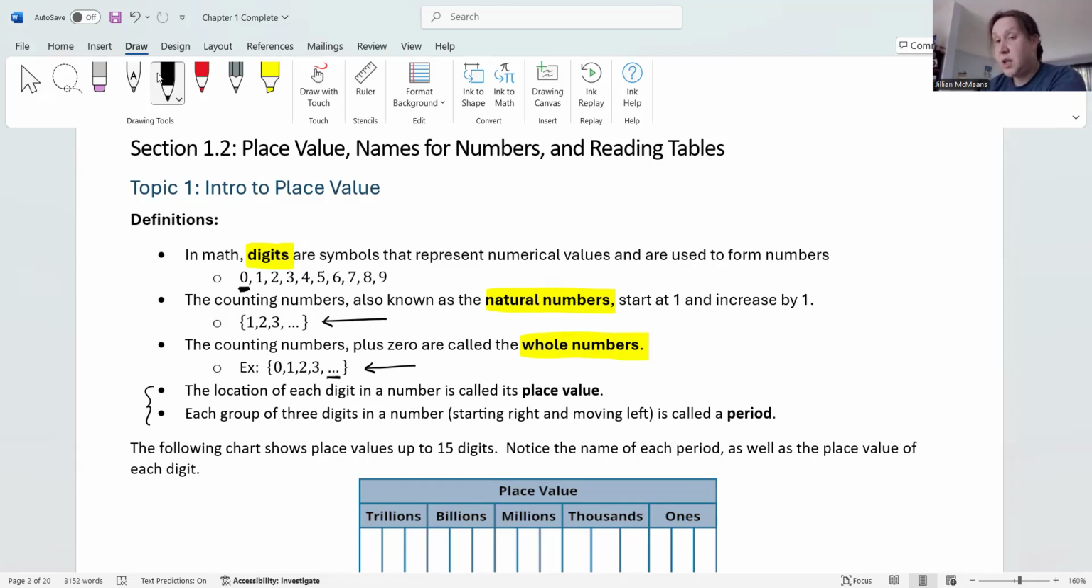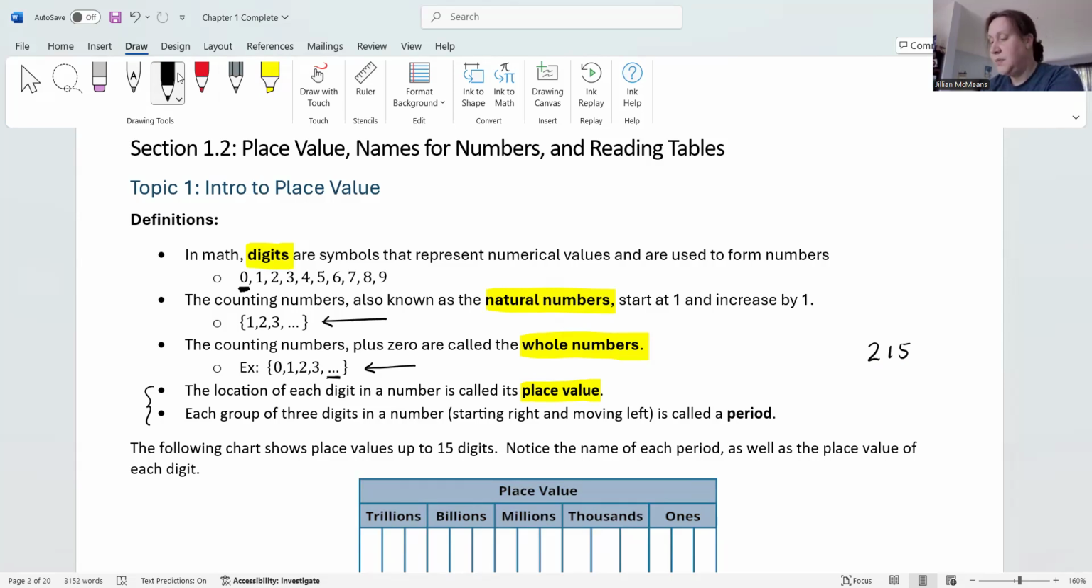The location of each digit in a number is called its place value. If you had some arbitrary number, let's say the number 215, each of those 3 digits has a very specific location that doesn't change. The name of that location is called the place value, and we have a chart that we'll look at in just a moment.